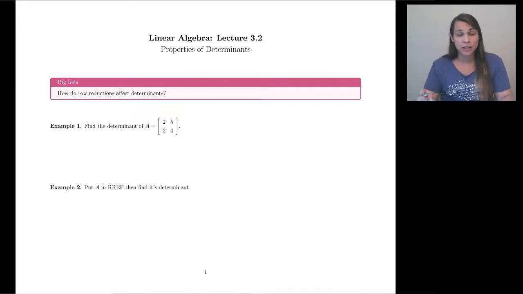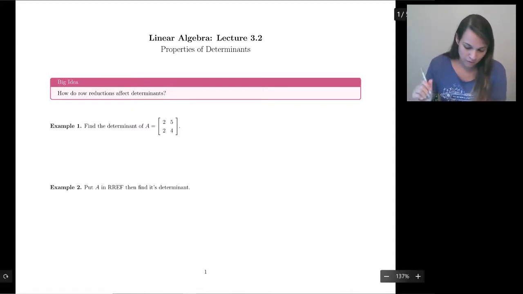If we can answer that, we can talk about the invertibility of A, because we know invertibility of A is related to A having a unique solution, which we discover by row reductions. So let's figure out how row reductions are changing or not changing determinants.